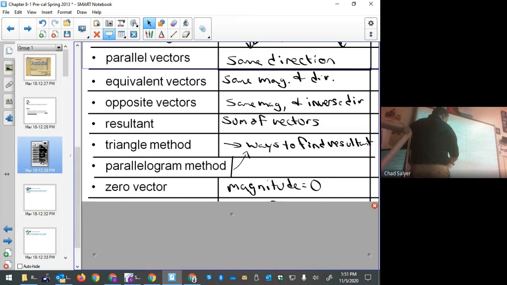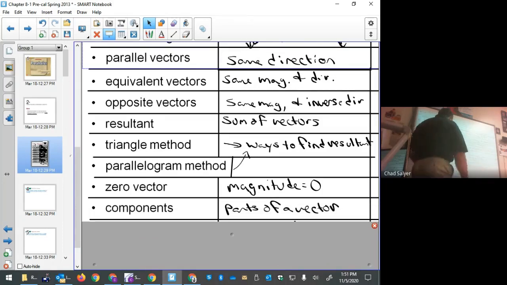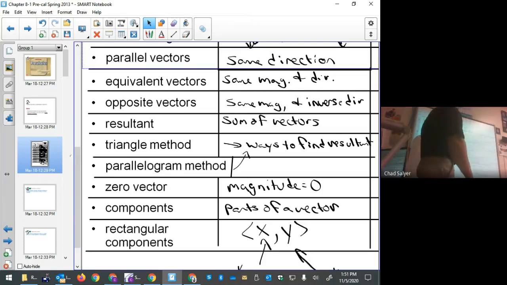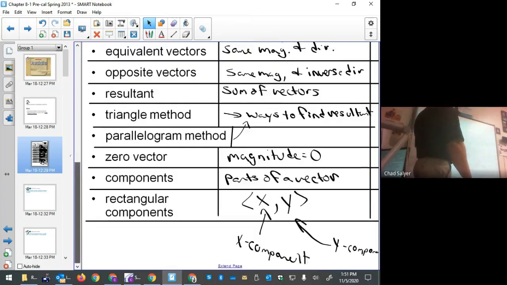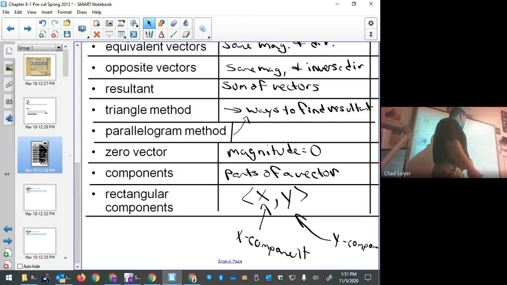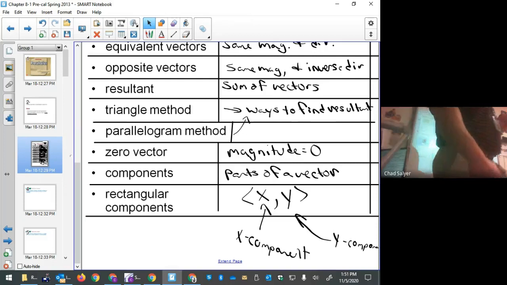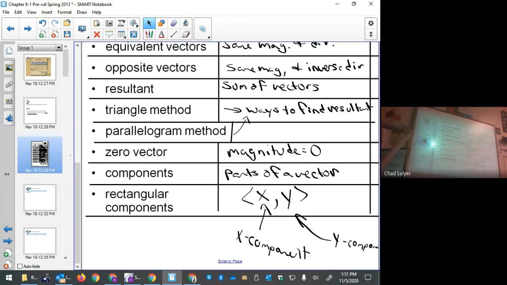We've got a 0 vector, which means the magnitude is 0. And the components are the parts of a vector. Any vector is going to have an x displacement and a y displacement, and those are its components. We call them rectangular components. It's written like this: the less than symbol is a delineator, not an operator. It stands in for the parentheses, but lets you know it's a vector instead of an ordered pair. So less than symbol, then the x component, comma, y component, and then greater than symbol. That indicates a rectangular component form of a vector.